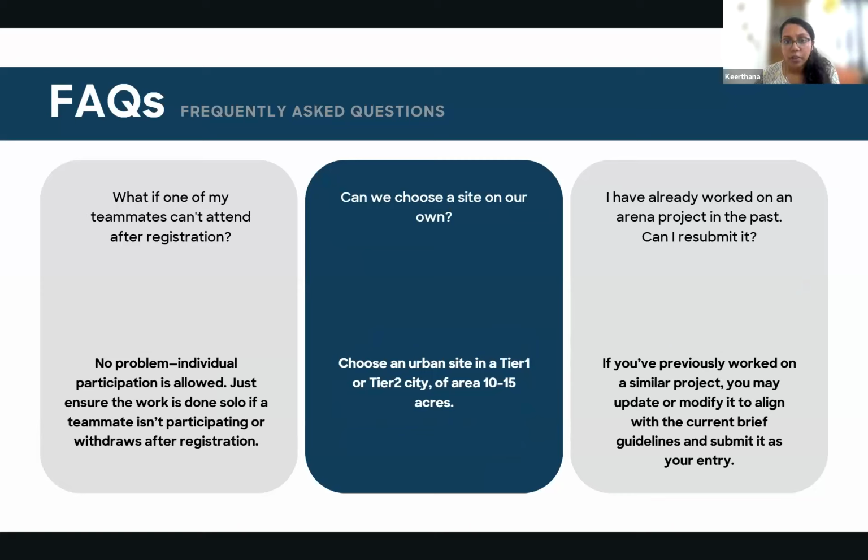Can we choose a site on our own? Choosing a site is totally up to you. You can choose an urban site in a tier 1 or tier 2 city, of area 10 to 15 acres. I have already worked on an arena project in the past. Can I resubmit it? Of course you can submit it. If you previously worked on a similar project, you may update or modify it to align with the current brief guidelines and submit it as your entry.